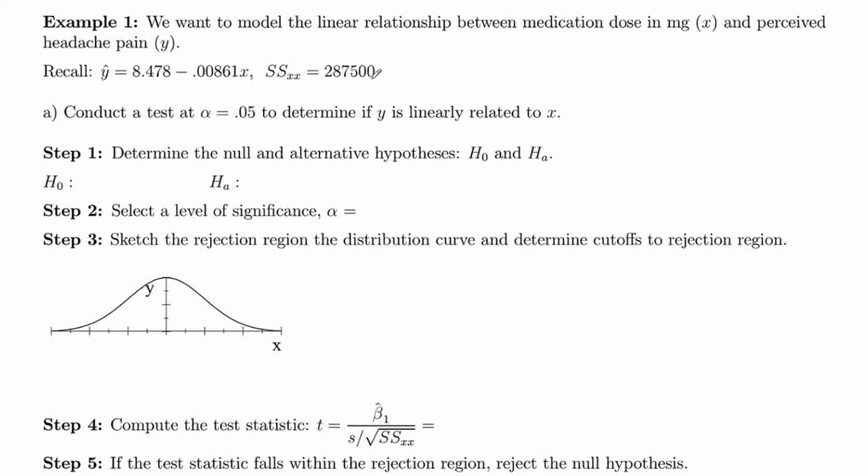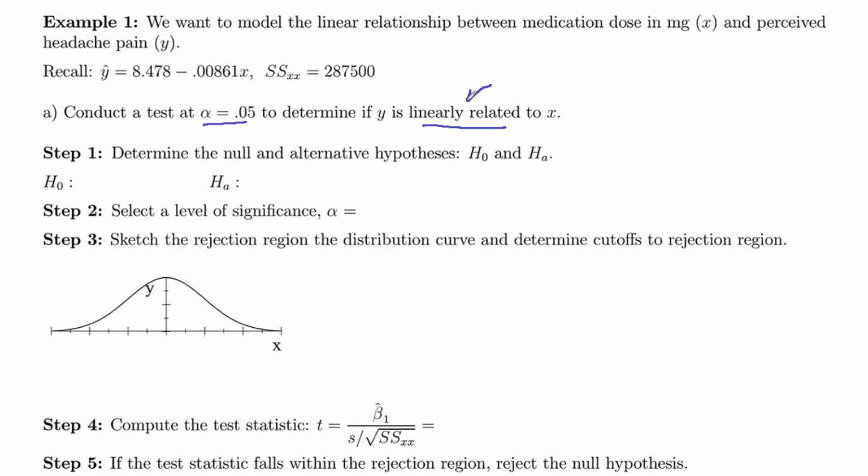So let's actually carry out our hypothesis test on the model utility for the example that we've been looking at between medication dose and headache pain level. Recall that our model y hat was given by 8.478 minus 0.00861x, and sum of squares of xx was 287,500. So we want to conduct a test at the alpha is 0.05 level to determine if y is linearly related to x. So this is just saying a linear relation.